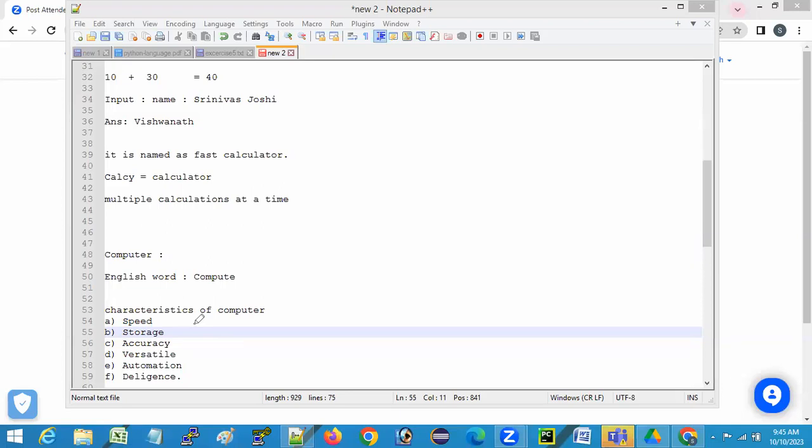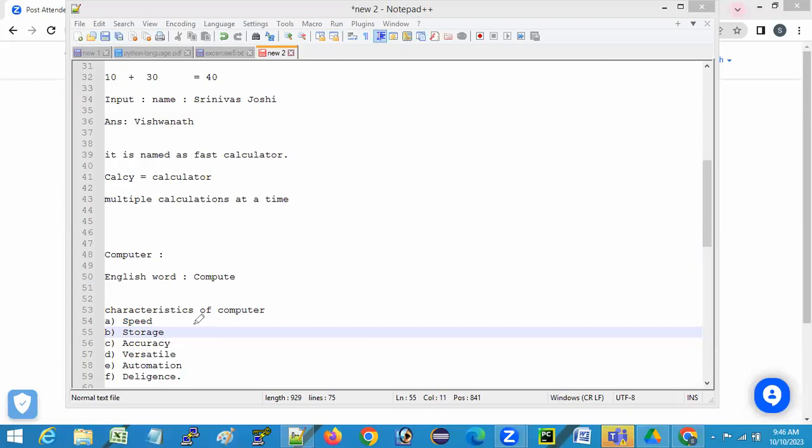Now, suppose you want to access 10-year-old data. We can access it because it has been stored in the computer. It is nothing but the large amount of storage capacity in the computer. So that is the second characteristic of a computer.